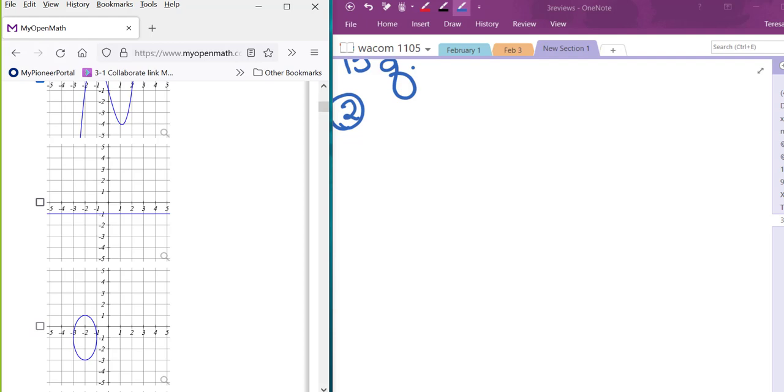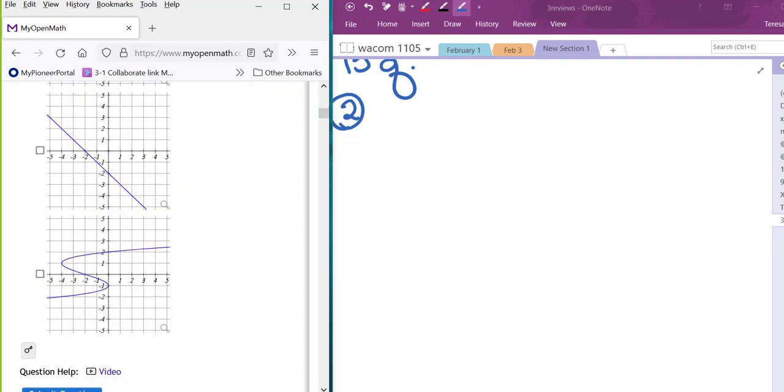This second one, this is a function. Vertical line through it is okay. The third one is not a function. It's going to hit in 2 spots. So this is really just a reminder.